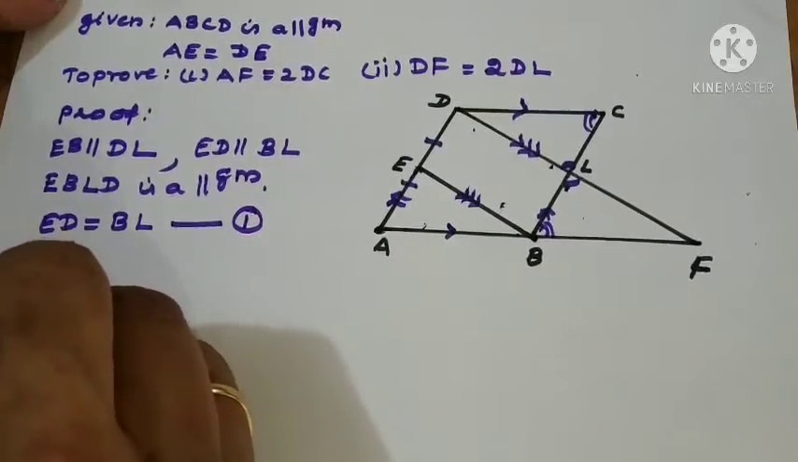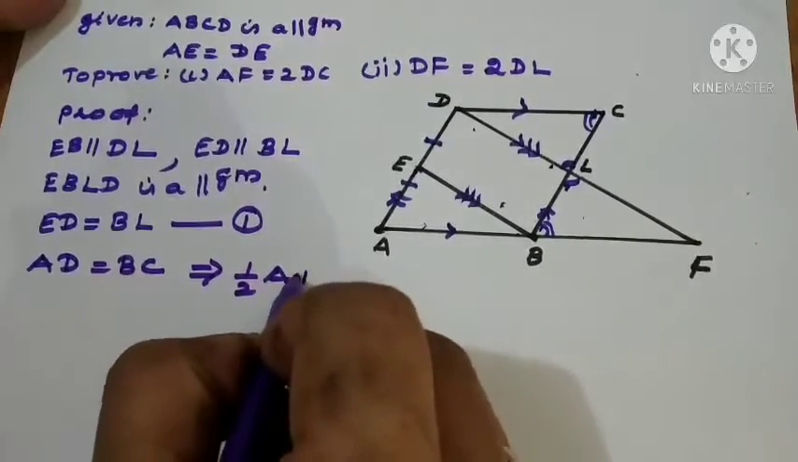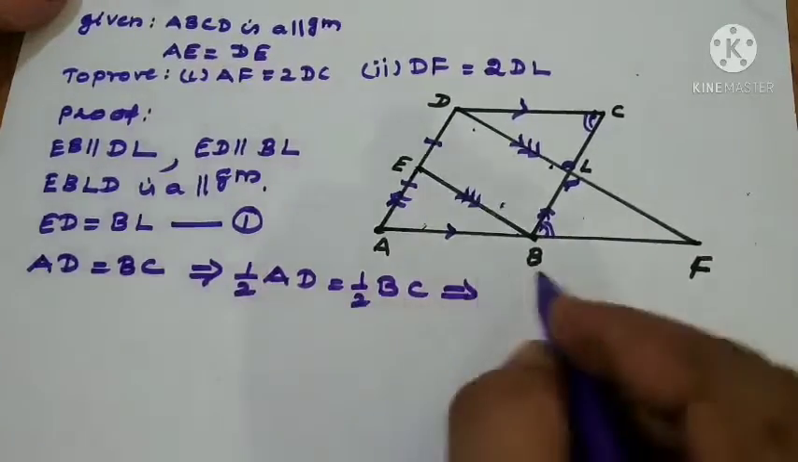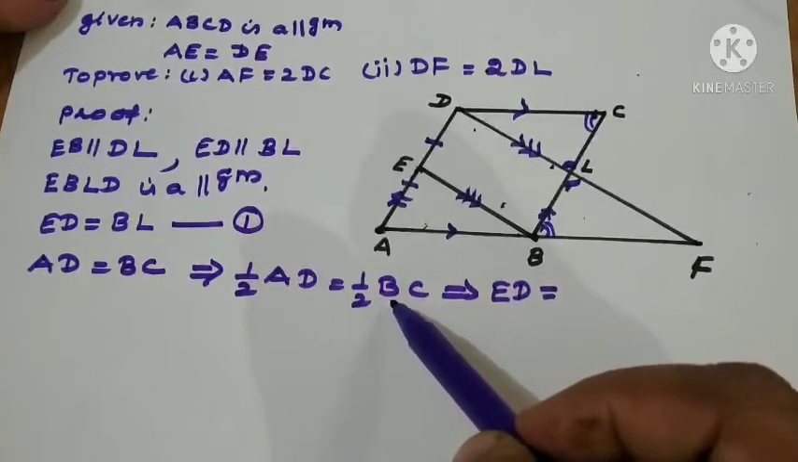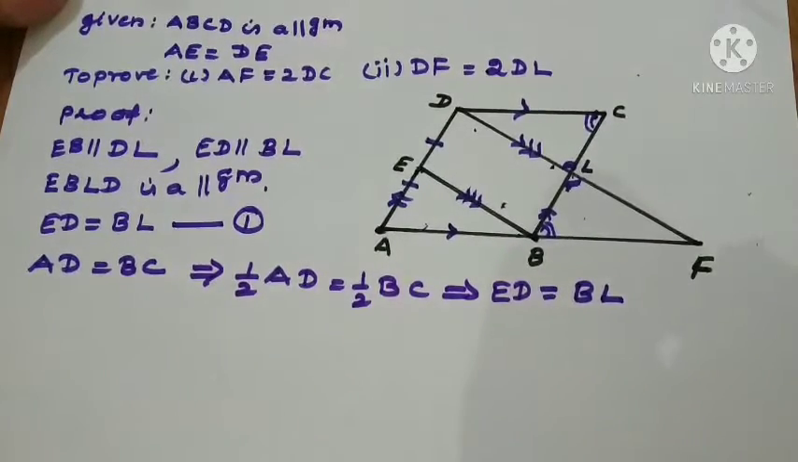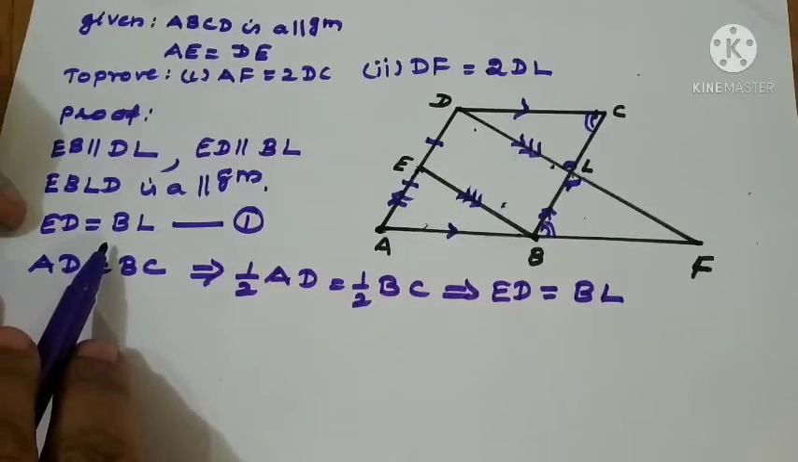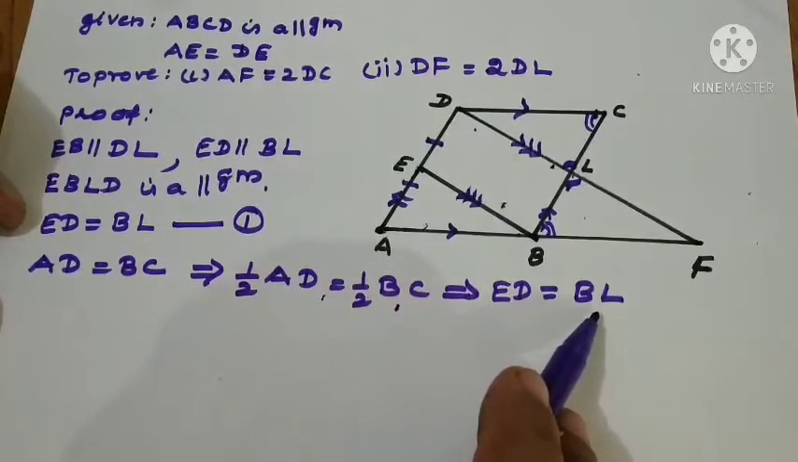Now we already know that AD equal to BC. That means half of AD equal to half of BC. Which half of AD we got? ED. Next, half of BC means what we can write? BL I should take. Now ED and BL are equal, right? We already got it since it's a parallelogram only. Now what is the concept? AD and BC are equal, so ED equal to BL we can write.